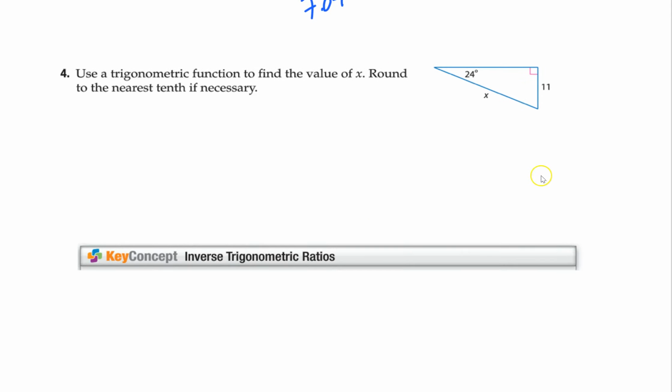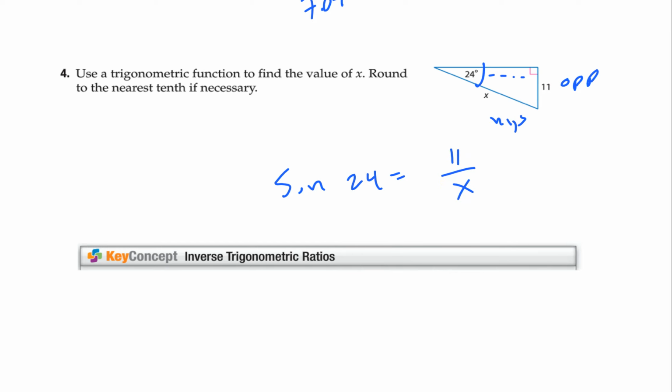Ooh, one more. So same idea, right? Let's label our sides real quick. Opposite. That's the same question. Let's go do sine again. Sine of 24 equals, ooh, 11 over x. Now this is a little different. Look, the math's a little harder. X is on the bottom. How do you solve this?